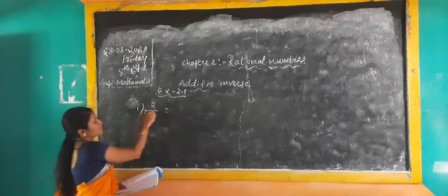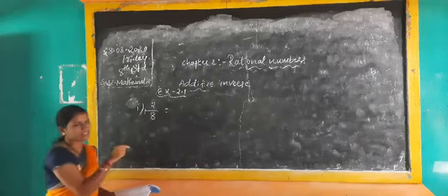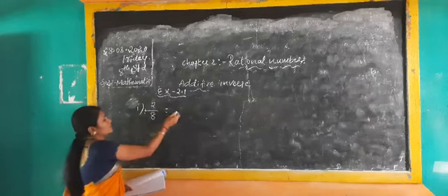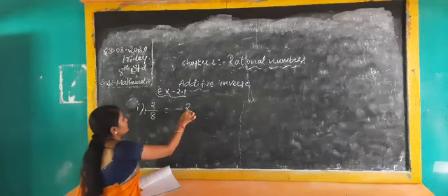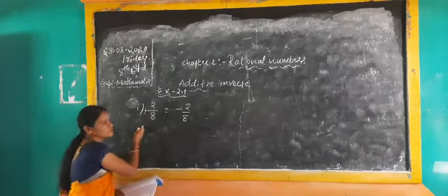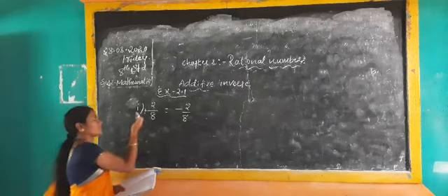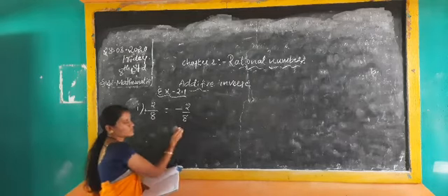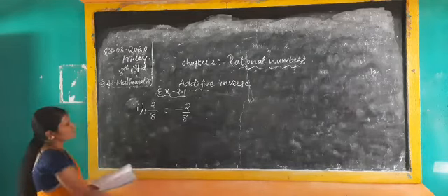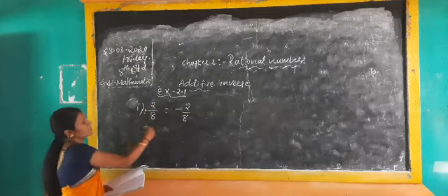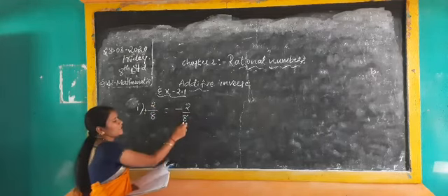Here see, plus 2 by 8. If there is no sign, it will be plus. You should take minus 2 by 8. If they gave positive, you should write negative. If they gave negative, you should write positive. Okay, so this is the first: the additive inverse of 2 by 8 is minus 2 by 8.